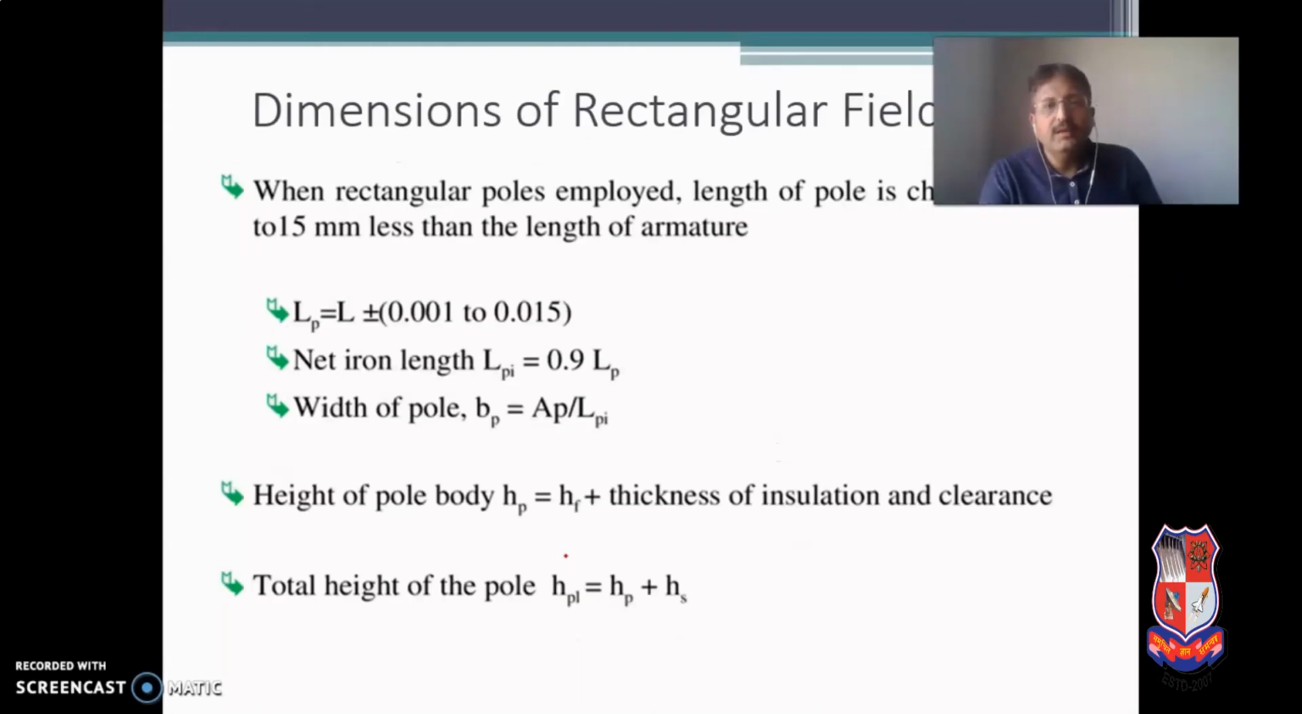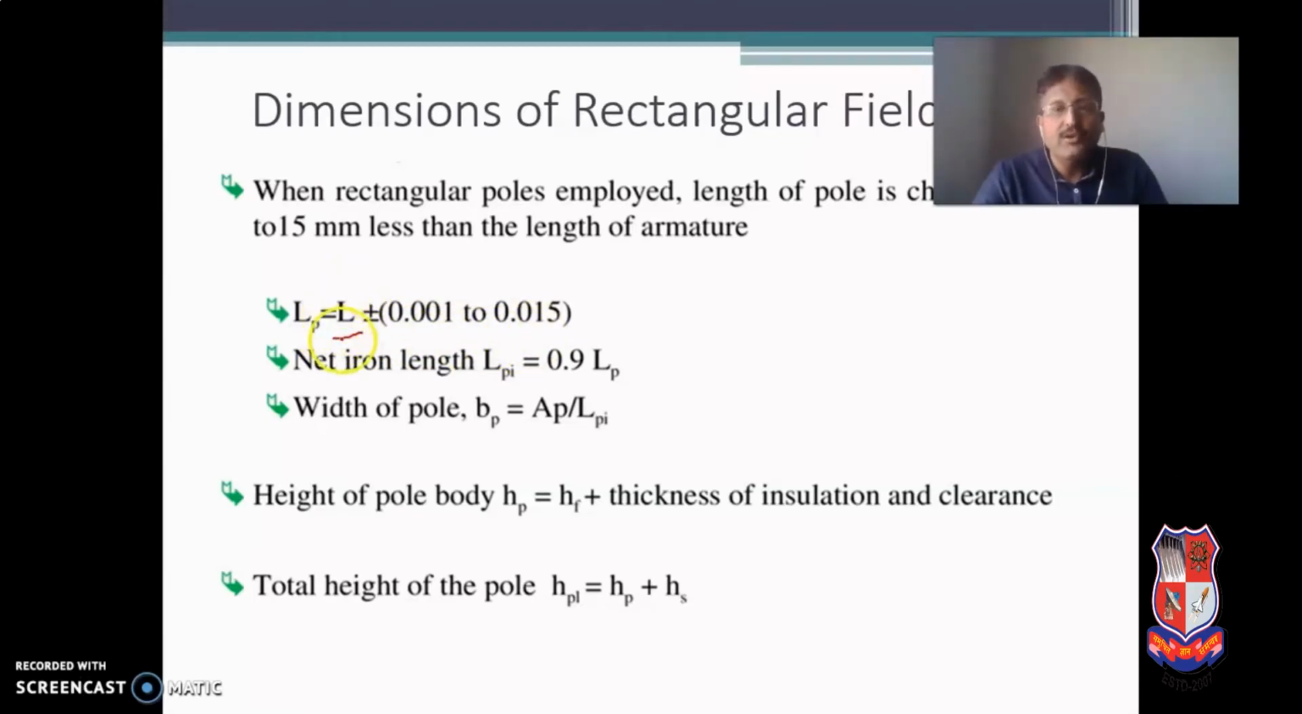Now if the field pole is rectangular, then you have to choose the length of the pole. The dimension requirement is the length of the pole, width of the pole, and height. So the length of the pole chosen is 10 to 15 mm less than the length of the armature, that is L, which we get after solving the main dimension problem, D and L. So the length of the pole is generally 10 to 15 mm less than the length of the armature.